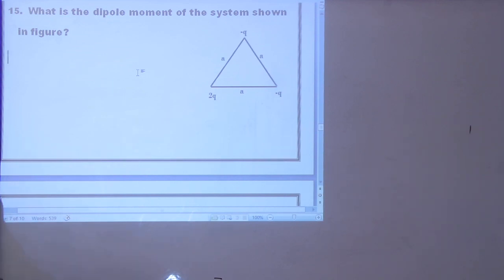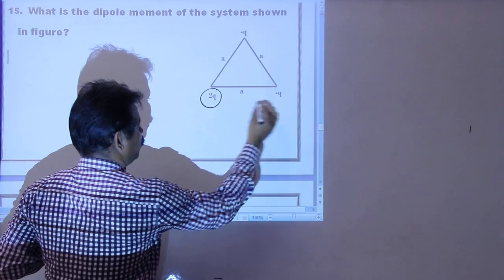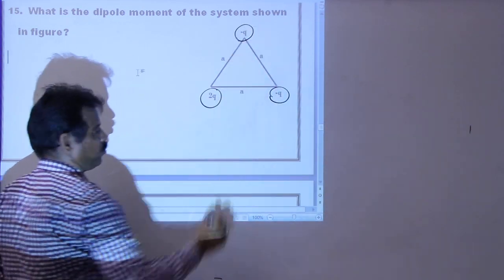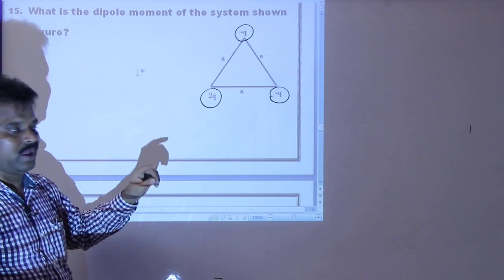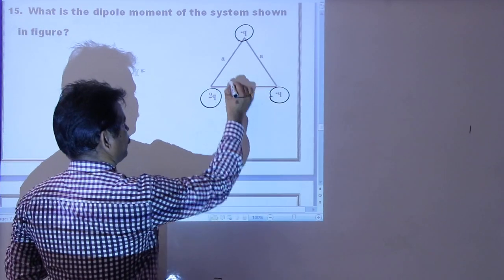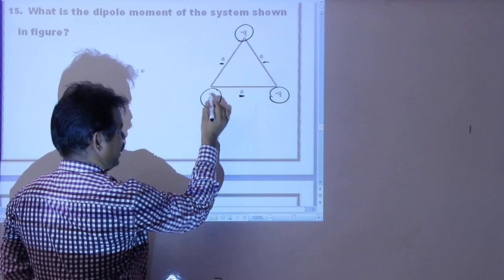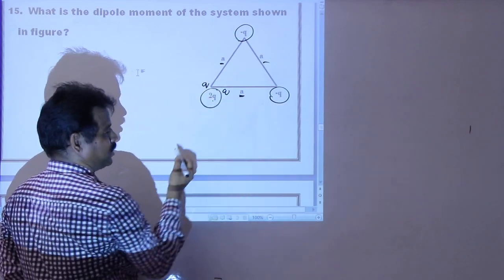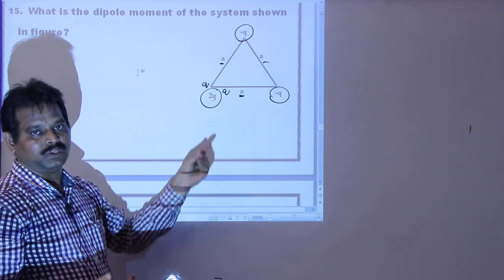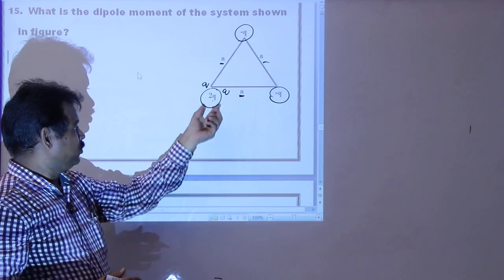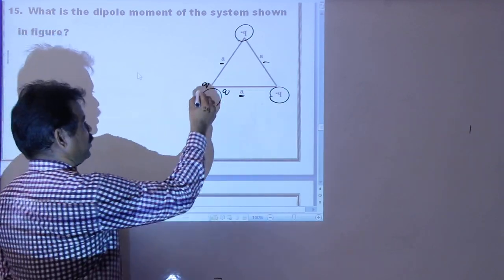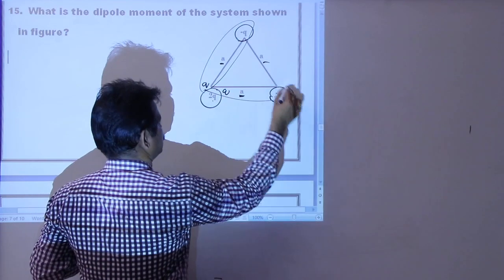Number 15, what is the dipole moment of the system shown in this figure? Here 2q and minus q are placed at three corners of a triangle of side A. Now you can write this as q and q because charge is additive, that means charges can be added. 2q can be written as q plus q.